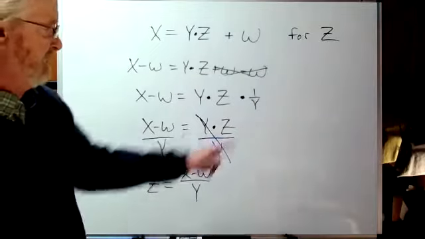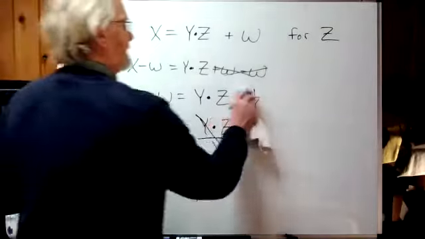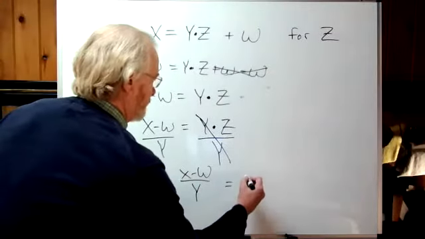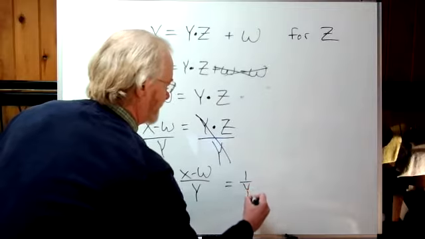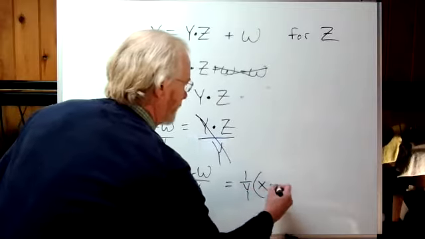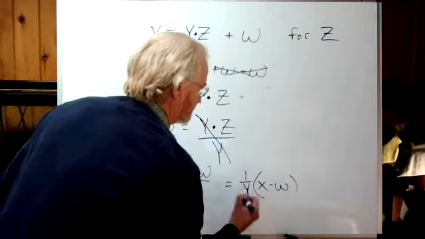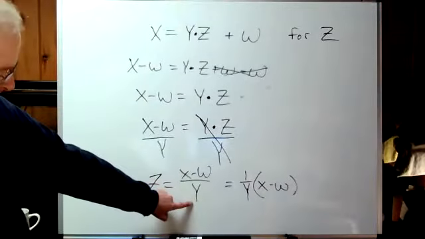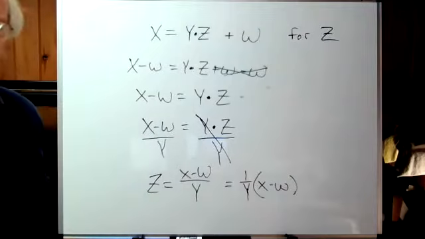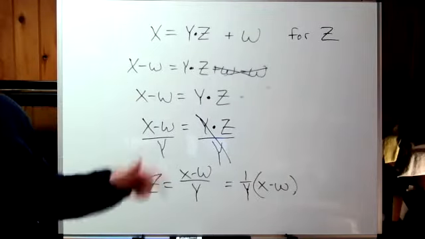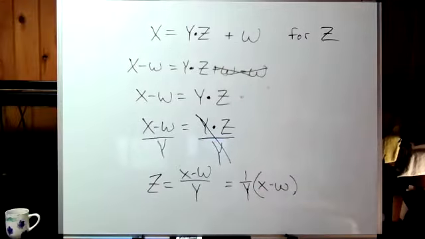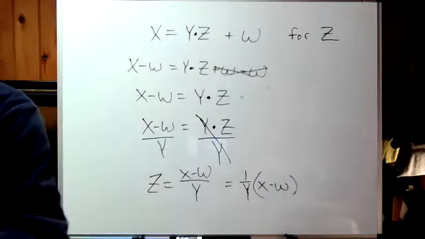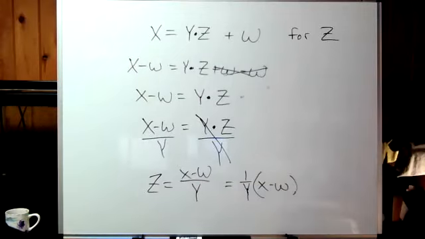Dividing by y. Just pointing out, this could be written as 1 over y, like a fraction, and this all in parentheses. It's kind of more complicated looking, but this y on the bottom is the same as 1 over y, like having 1/2 times a bunch of stuff. This is probably easier to put together. Okay?